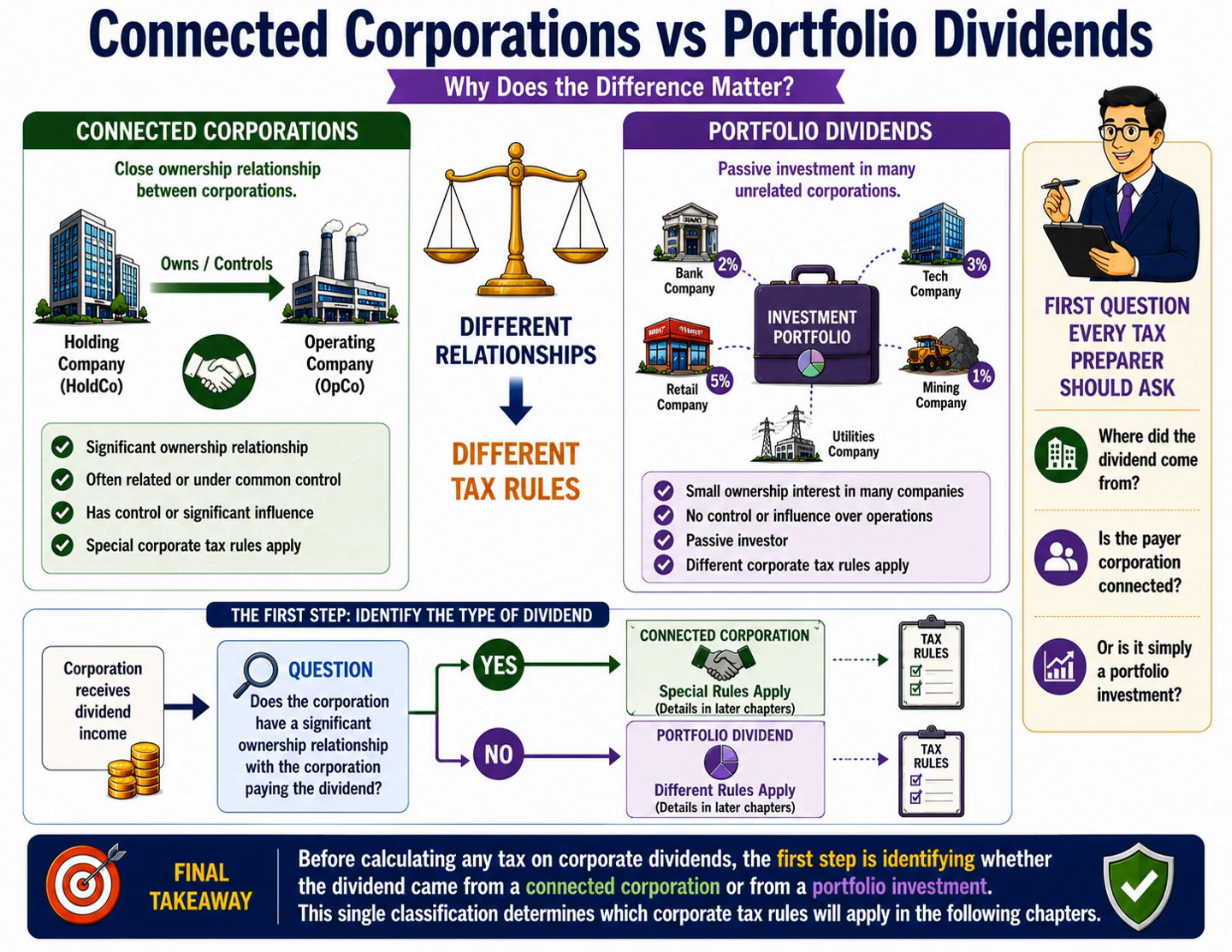Concepts such as Part 4 tax, refundable dividend tax on hand, and dividend refunds all depend on whether the dividend came from a connected corporation or from a portfolio investment. So, the key takeaway is simple. Before calculating any tax on corporate dividend income, always identify the type of dividend first. This single classification determines the tax rules that apply and forms the foundation for everything you'll learn in the remaining sections of this chapter.